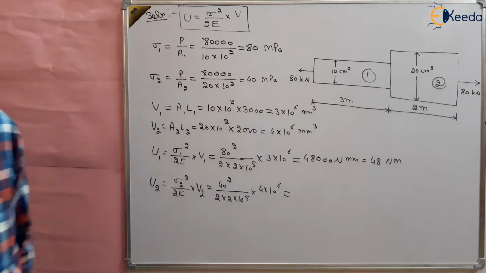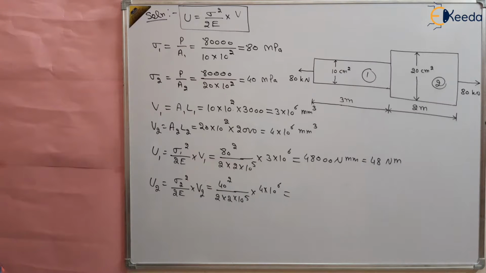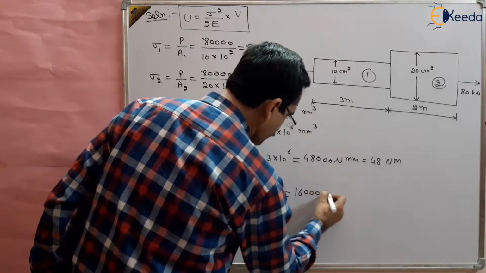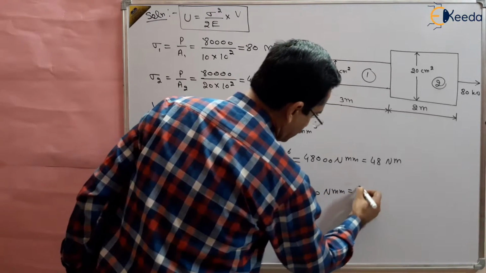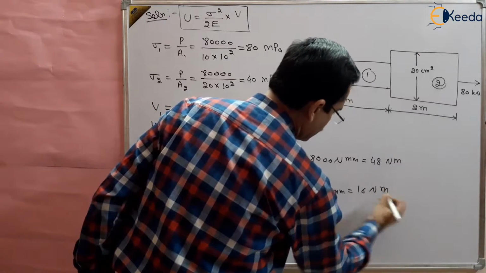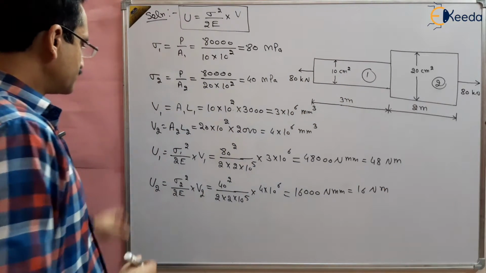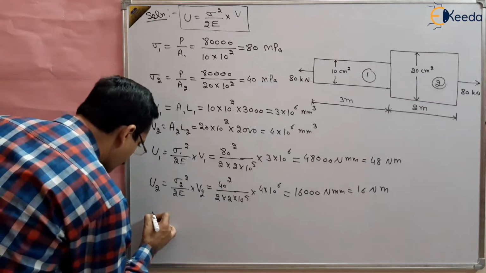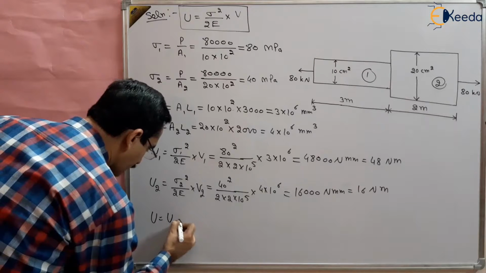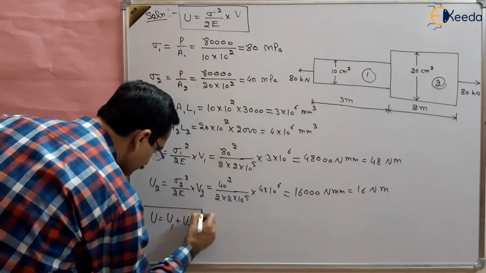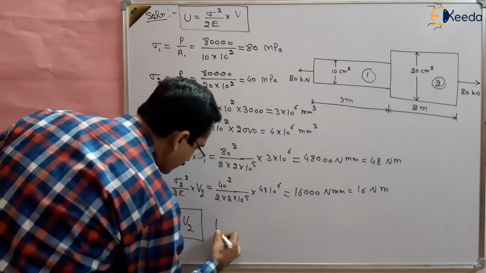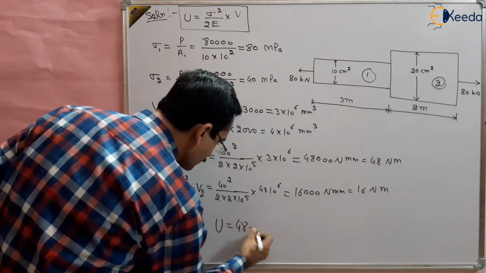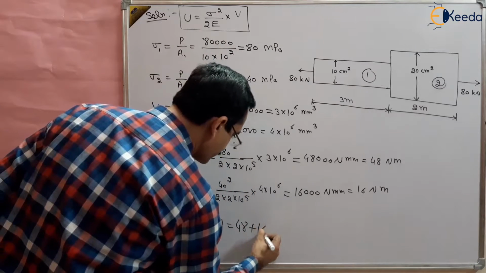So solve it and you will get the answer. U2 will come out to be 16,000 Newton millimeter. So this will be 16 Newton meter. So we have obtained U1 and U2. Now you find out the total strain energy stored in the material. That will be the sum of the two strain energies, U1 plus U2. So U1 is 48, U2 is 16.